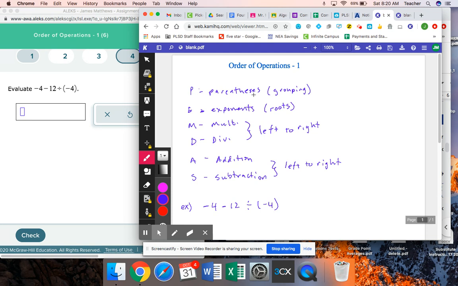The P stands for parentheses, which is another word for grouping. So all grouping first. E for exponents, but that is another form of roots. So if you have square roots and things like that, you should do those next. Then there's multiplication and division, and you should do these left to right. If you have both of them, do them left to right. And then the last thing you should always try to do will be the addition or subtraction. If you have both of those at the same time, go left to right.